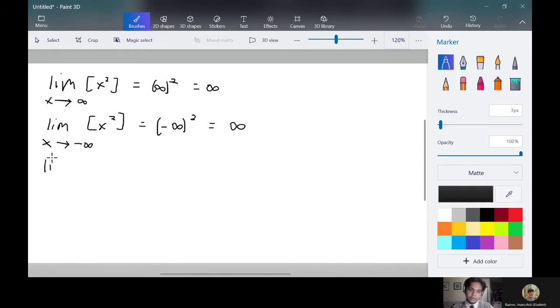For the next example, the limit of x cubed, or x raised to 3, as x approaches infinity. As it is, we're just going to change the value of x to infinity. So infinity cubed, or raised to 3, is equal to infinity, because infinity multiplied by another infinity is just infinity, but we can say it is a large number for an infinity.